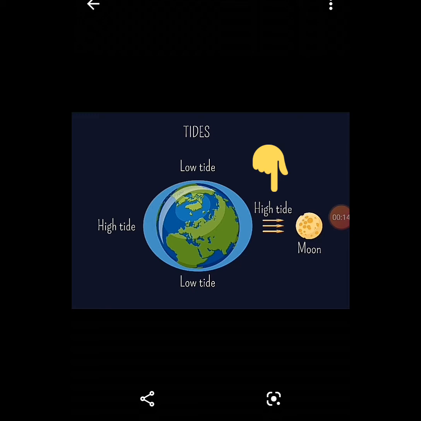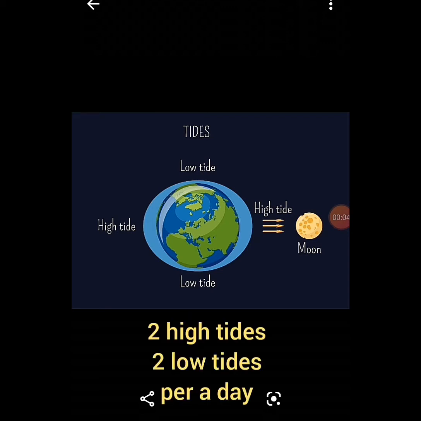High tide, right? What about the opposite side? It shows a high tide too. What about the parts between the two areas of high tide? They show low tides. Do you know that coastal areas experience 2 high tides and 2 low tides daily?